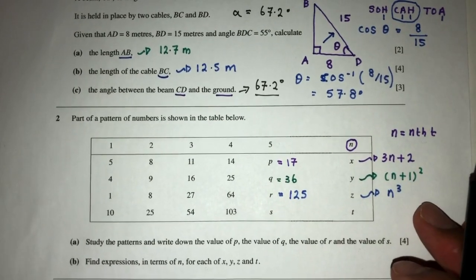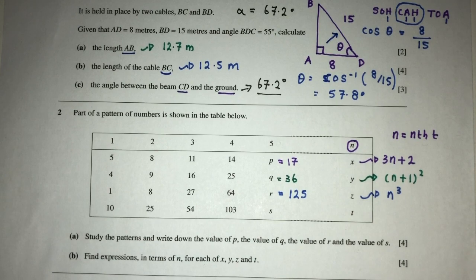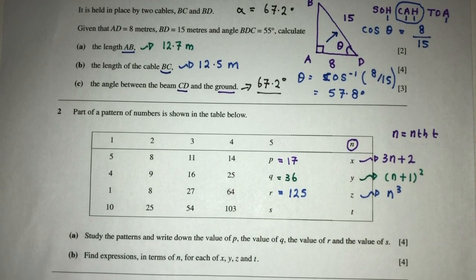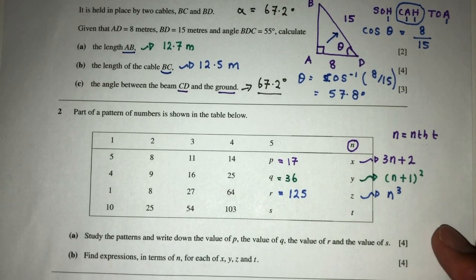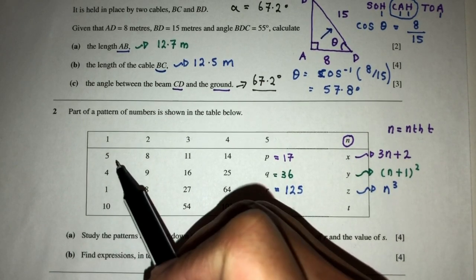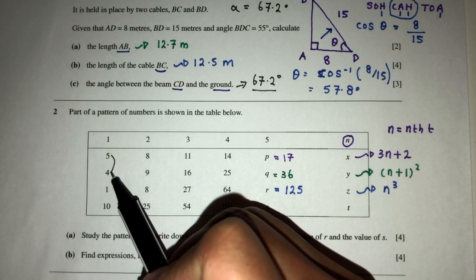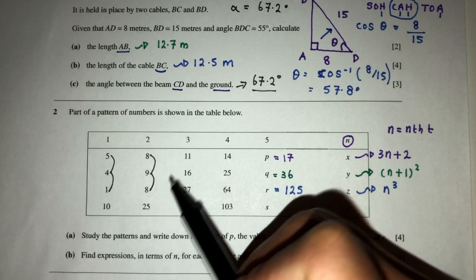Now for the last one, as you can see, we have 10, 25, 54, 103, S, T. For those terms, we don't see really anything obvious that stands out, but it should also be easy because S is only for 1 mark, T is also for 1 mark. So it should not be tough. By observation again, you will see that. How do you get 10? You get 9 plus 4 plus 1 is 10. 8 plus 9 plus 8 is 25.